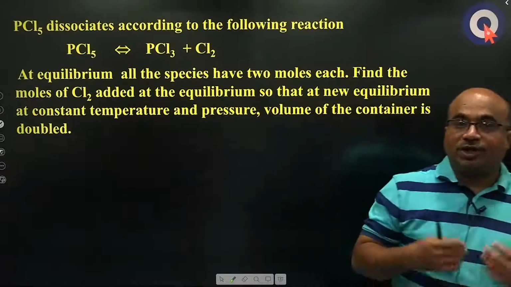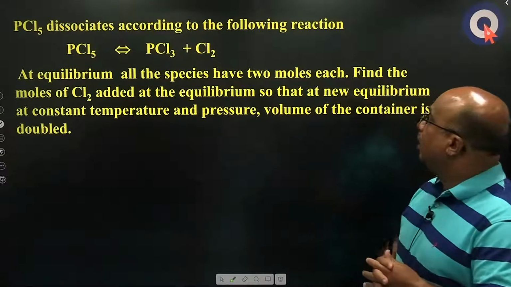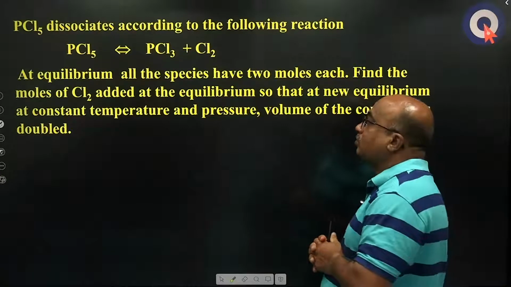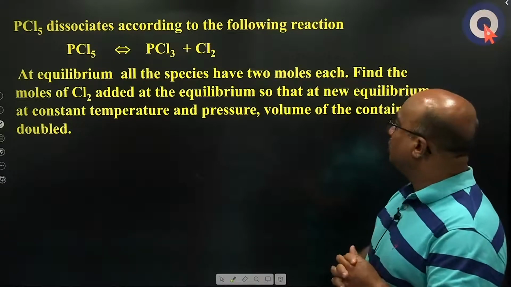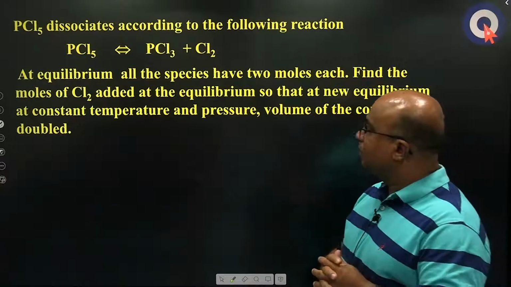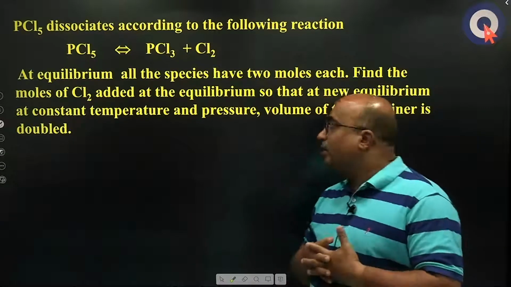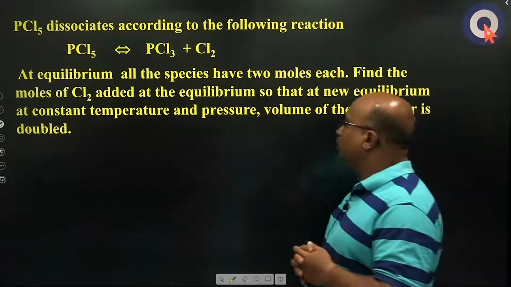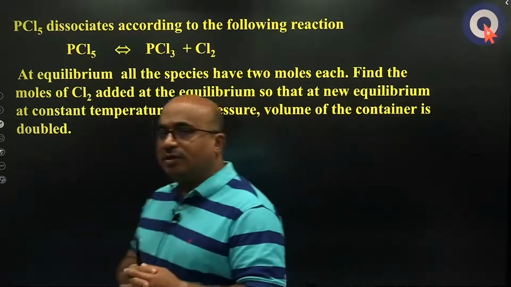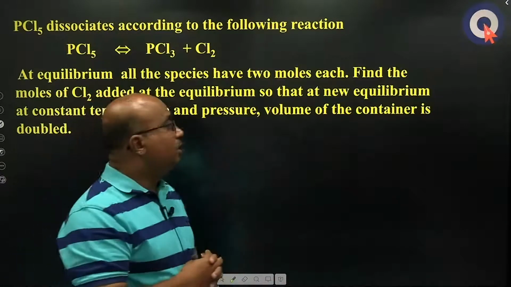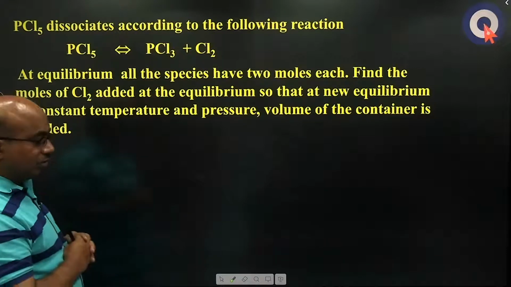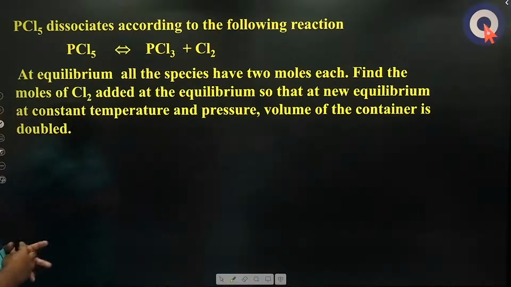PCl5 dissociates according to the following reaction. At equilibrium, all the species have 2 moles each. Find the number of moles of Cl2 that is added at equilibrium so that the pressure and temperature are the same, but the volume of the container becomes double with respect to the initial.